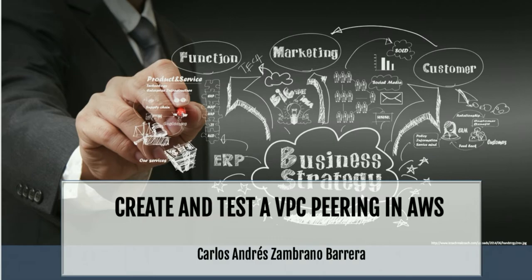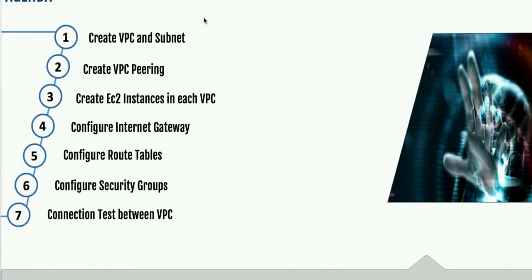The agenda that we are going to see in this video: first of all, we're going to create a VPC and a subnet associated to this VPC. We are going to create a VPC peering connection. We create two different instances in each one of the VPCs, and we are going to configure Internet Gateway, Route Table, and Security Group in order to have connection between two instances in different VPCs.